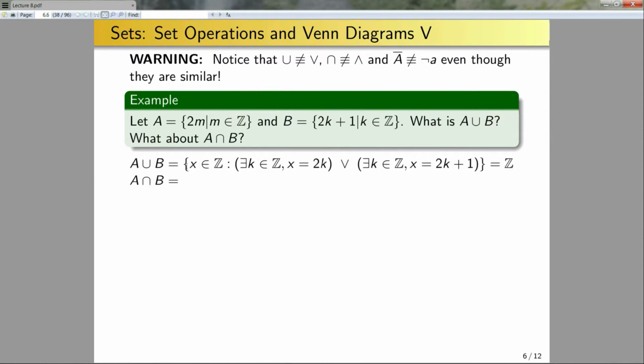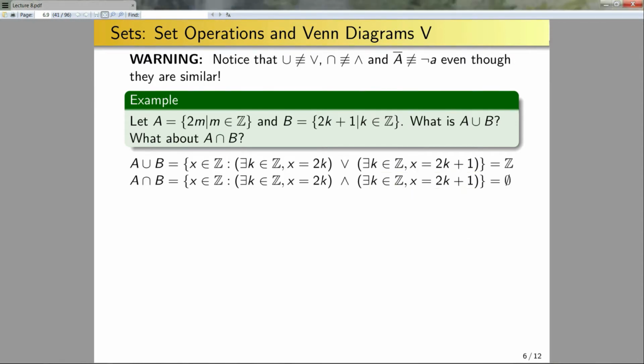So now what about the intersection? Well, formally, if I write this out, the intersection will simply be the set of all x in Z such that it's even and it's odd. Well, numbers are either even or odd, therefore this is simply the null set.